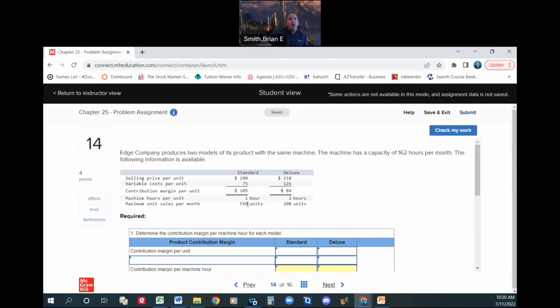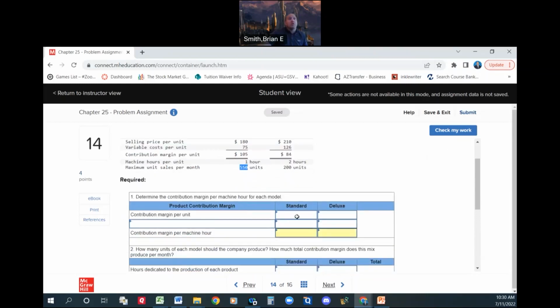This time, our maximum number of units of sales is 550. Our contribution margin is 105, so we're going to take this. $105 is our contribution per hour, because it's only 1. We've got to divide this by 2 to get to our per hour contribution margin. So contribution margin per unit for the standard is 105, 84, and then we're going to have machine hours of 1 and 2. Contribution margin per hour is going to be 105, and this one's going to be 42. I took 84 and divided it by 2.